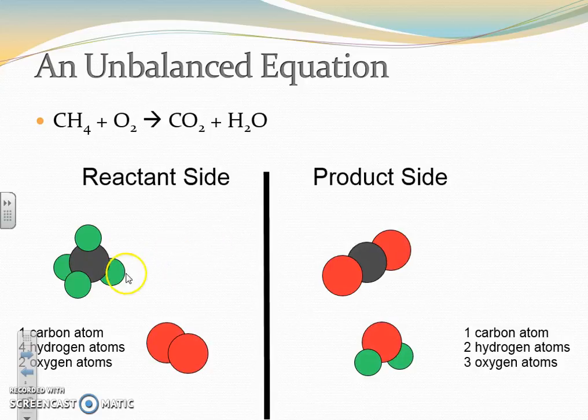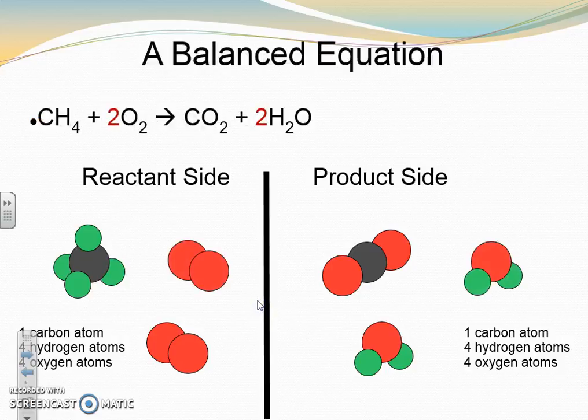So another way of showing this with a different equation: methane and oxygen reacting to form carbon dioxide and water. Not balanced. Over here 2 oxygens, over here 3, over here 2 hydrogens, over here 4 hydrogens, and over here 2 hydrogens. So not balanced, as you can see here.